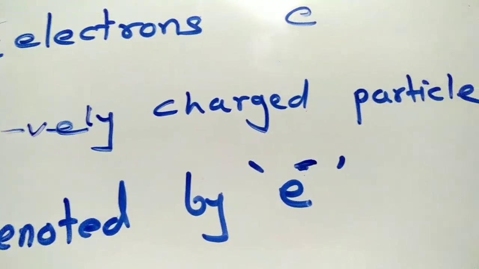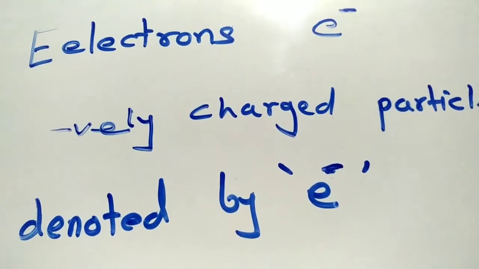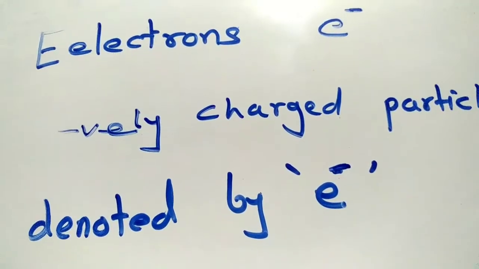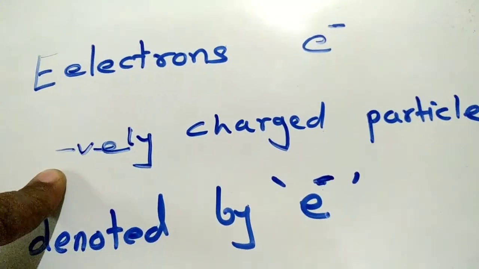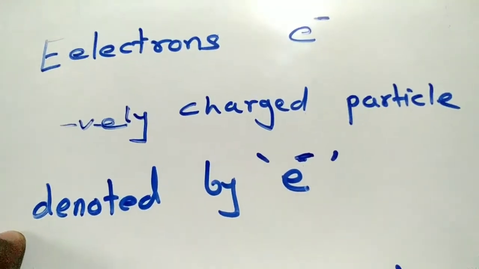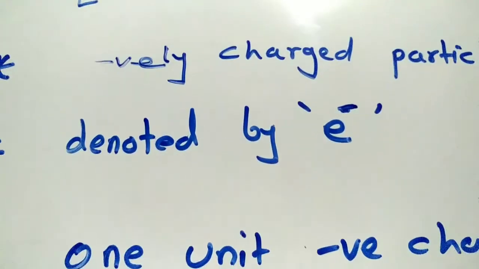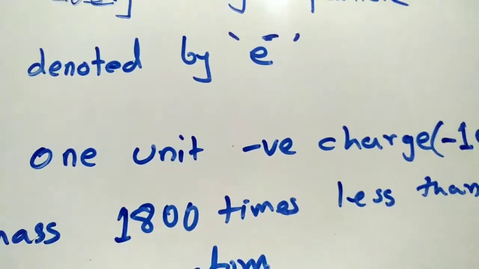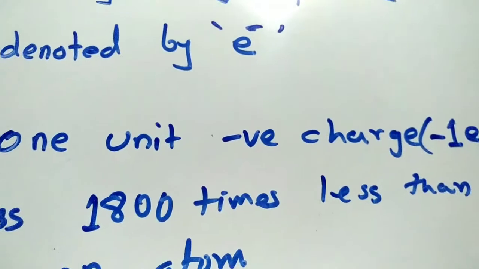Electrons are negatively charged particles. The extranuclear subatomic particle is called the electron. These electrons carry negative charge, so they are negatively charged particles. Electrons are denoted by a small letter e with a negative symbol on their head. One unit of negative charge is written like this: minus 1e.